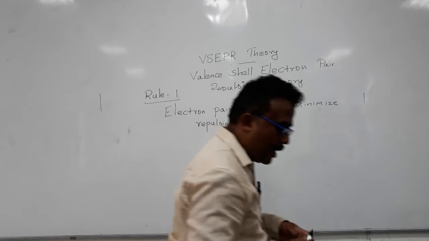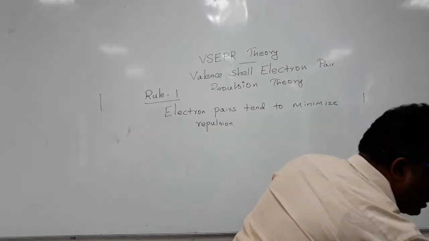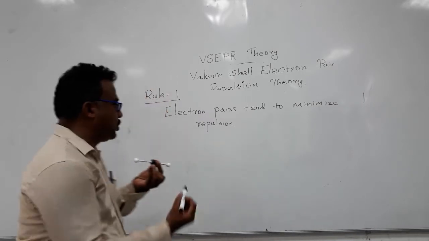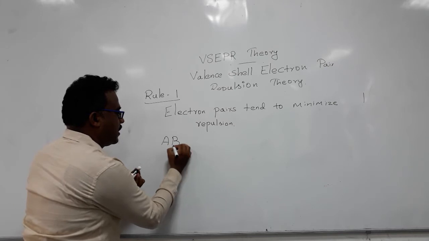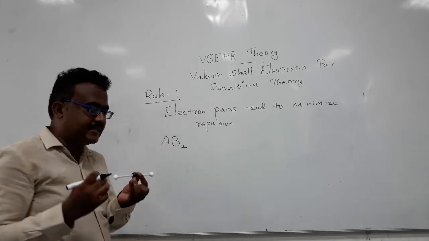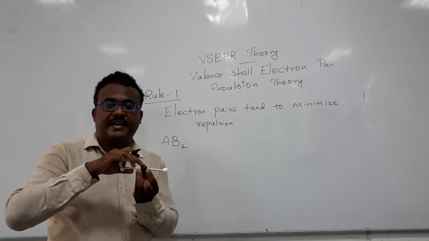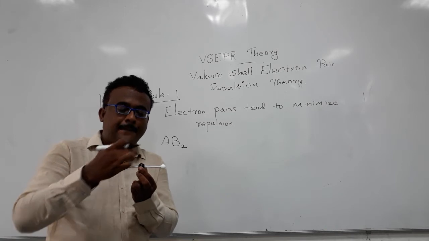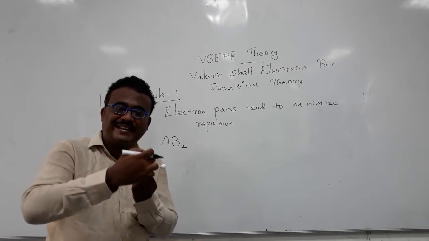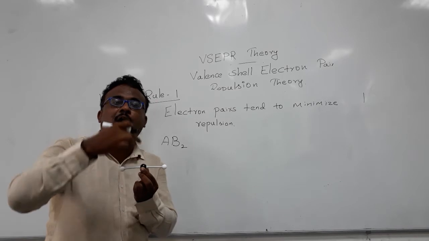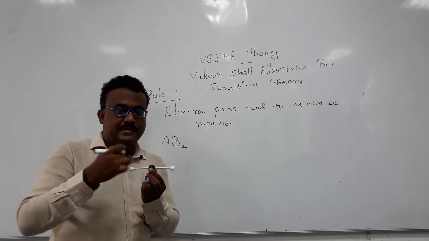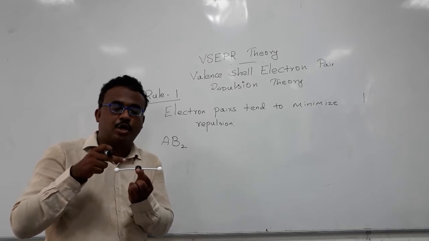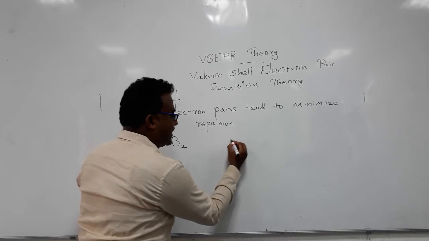For example, if you have a molecule of the category AB2, A is the central atom and B is the 2 atoms attached to the central atom. Then it has 2 bonded pairs of electrons. If you keep these 2 bonded pairs at 180 degrees apart, then this molecule will have minimum repulsion. So the overall geometry of an AB2 type molecule is linear.